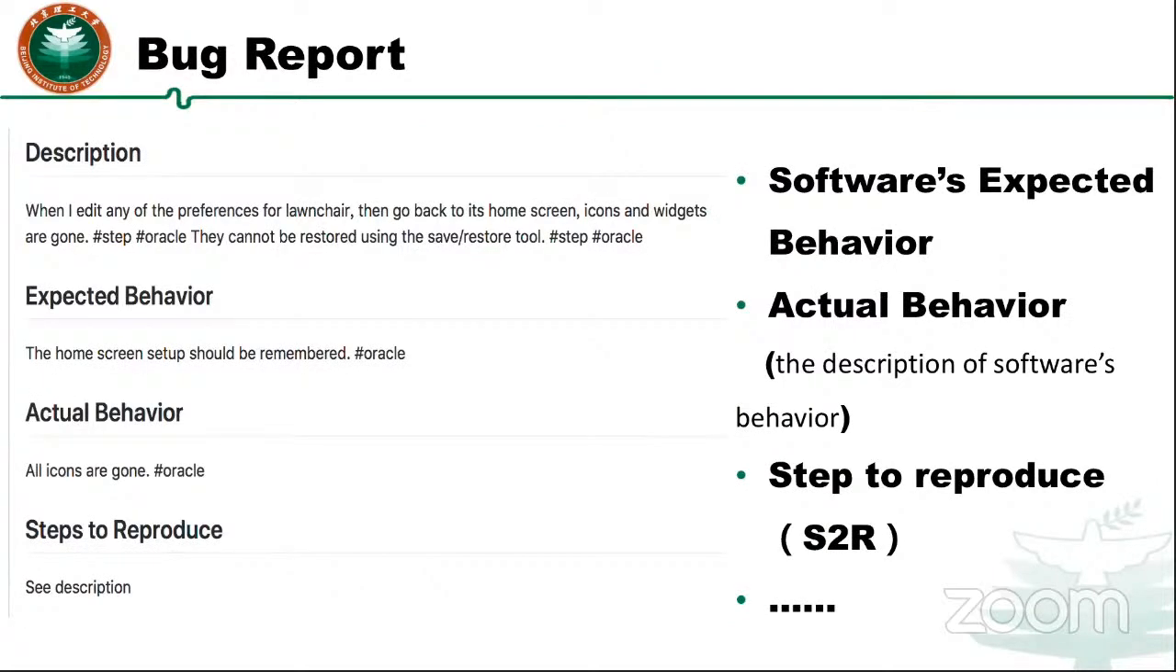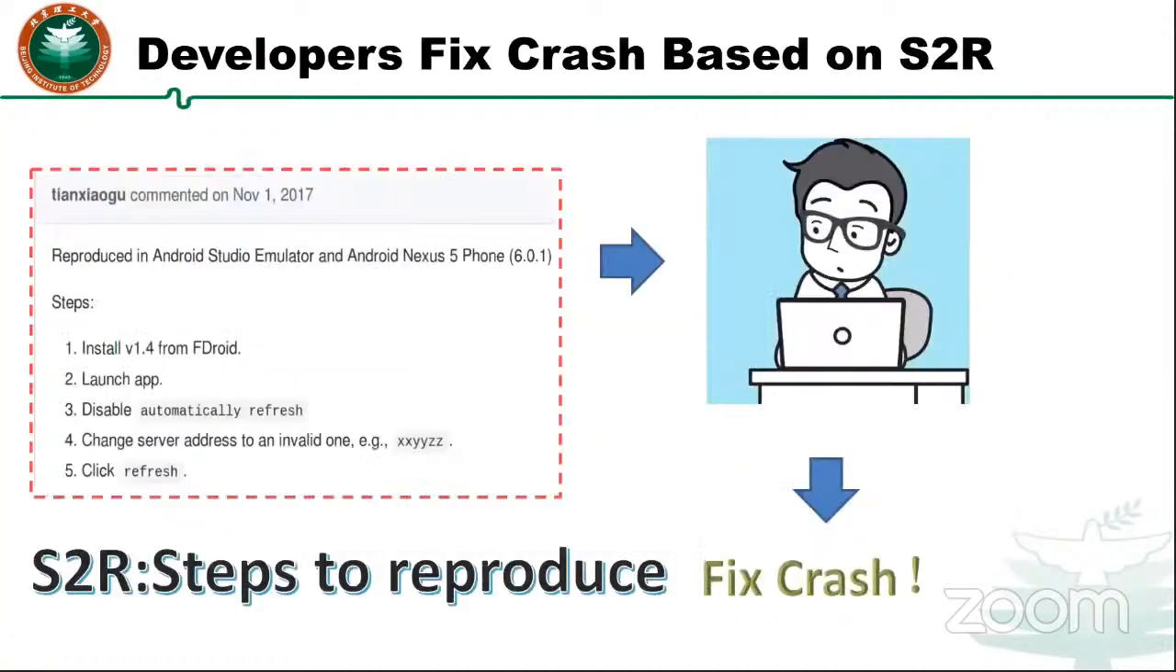This is an example of a bug report. A bug report includes the software's expected behavior, actual behavior, and steps to reproduce. Steps to reproduce describes the operation steps for users to reproduce the reported problem. Steps to reproduce is often called S2R for short. Given a bug report, the developers should validate the reported bugs according to S2R. Once the validation succeeds, the developers should fix the bug.